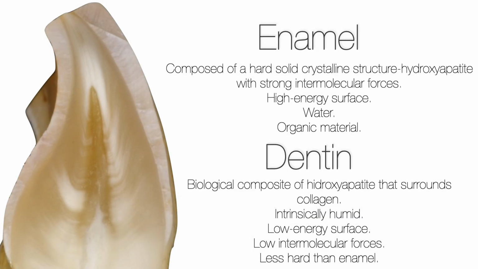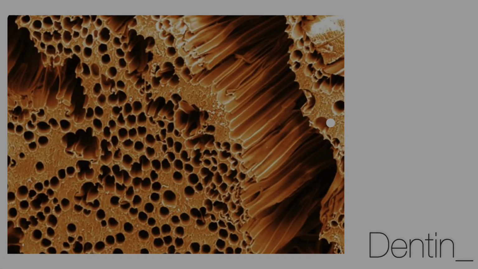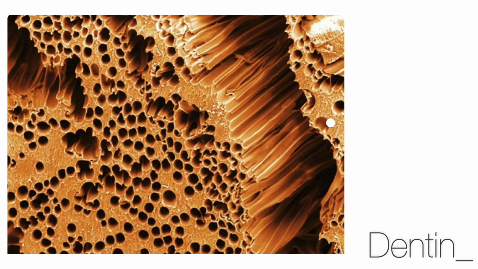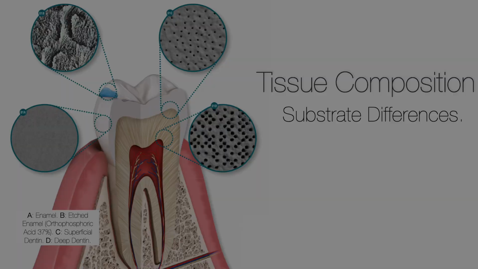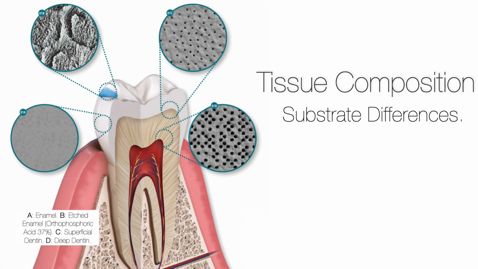Underneath the enamel, we have the dentin, which is composed of hydroxyapatite surrounded by collagen. So the dentin is more like a sponge in appearance. Here we can see that the enamel is basically hydroxyapatite crystals, and the dentin is, other than the crystals, mainly collagen and water. It's more humid. So the difference between both tissues is evident.